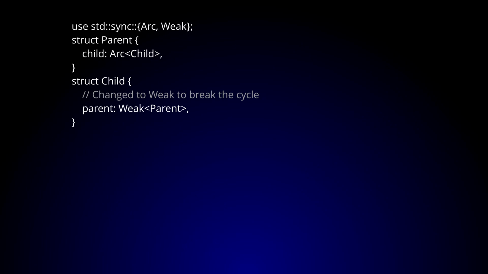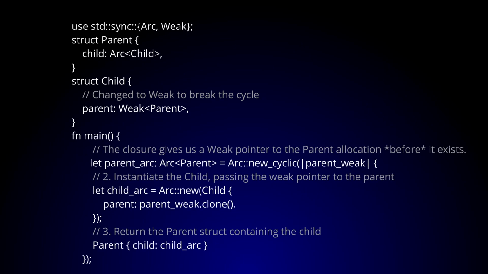So to break this cycle, we can use a weak reference and then initially create the parent without a child, using the new cyclic method of ARC to handle the mutual references safely.